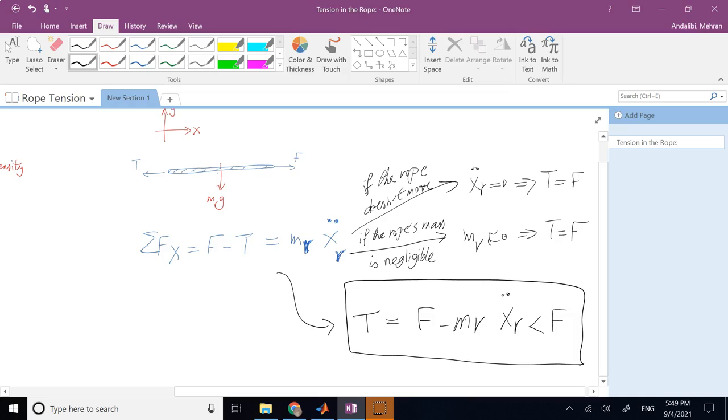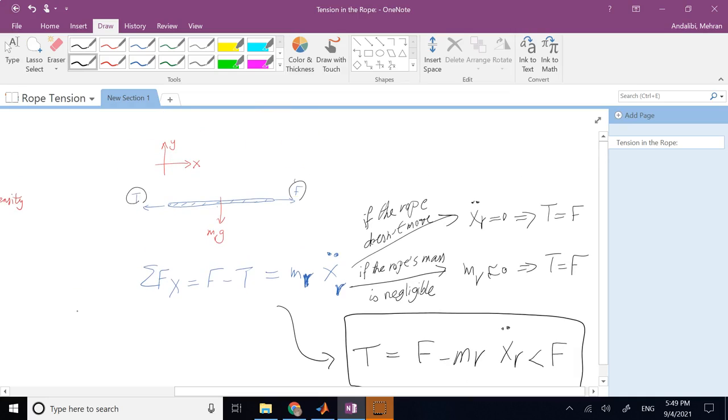And you can show that this change from F to T is going to happen linearly. So if this magnitude here is F and this magnitude here is T, the way that the tension along the rope is changing is a linear relation, because in general, if you consider only this much of the rope.